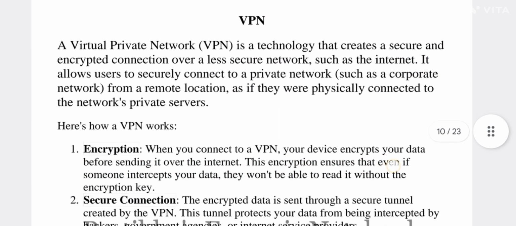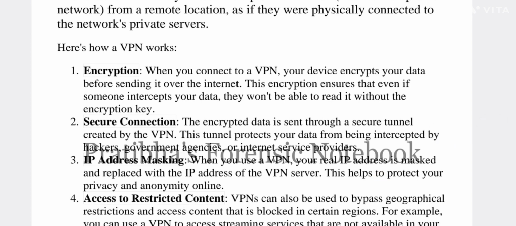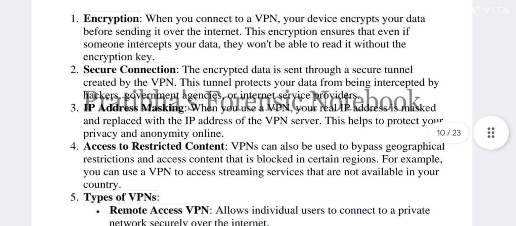Next is VPN. VPN is Virtual Private Network. Basically, it is a technology that creates a secure and encrypted connection over the internet. How it works: it encrypts the messages using algorithms, then secures the connection, and it also does IP address masking, as we studied IP address masking in the previous lecture, subnet and supernet masking.